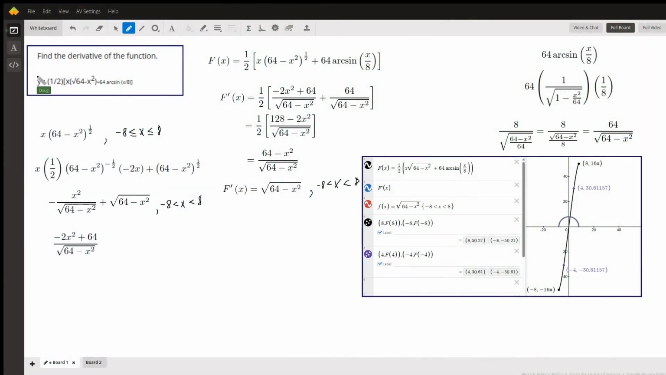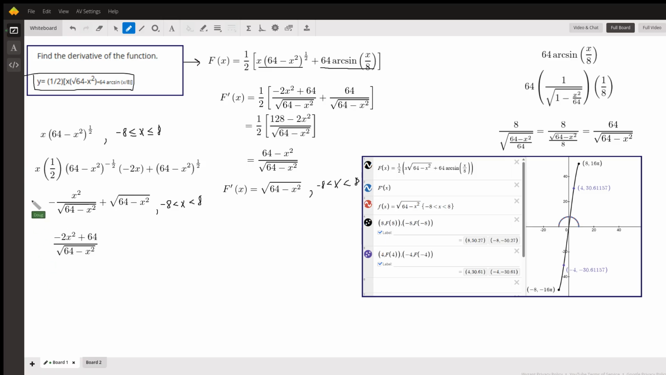Okay, you're asked to find the derivative of this function right here. It's rewritten right here as big F of x. We want to find the derivative of this term, the derivative of this term, and substitute. So here's the work for that first term.